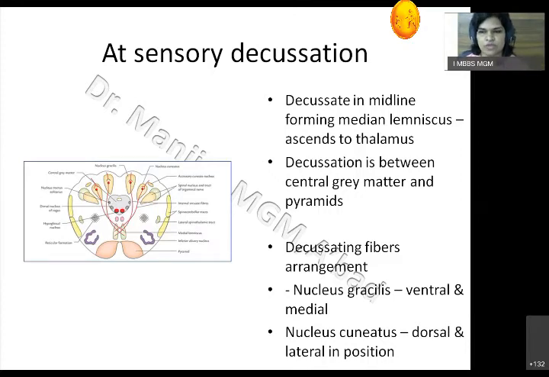Now how is this arrangement? You have to remember the nucleus gracilis fibers are more ventral and medial, while the nucleus cuneatus fibers in the medial lemniscus are more dorsal and lateral in position. So this part is important. If there is an injury of the medial lemniscus only in the ventral part, that means only gracilis will be injured. If the medial lemniscus in the dorsal part is injured, then only cuneatus will be injured.